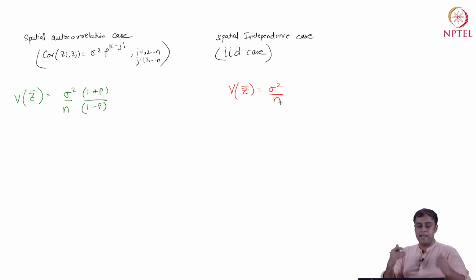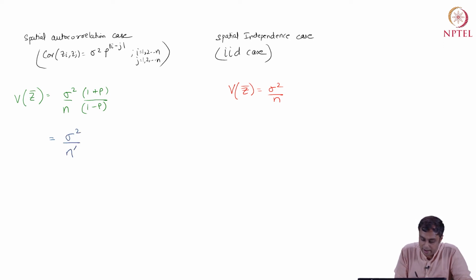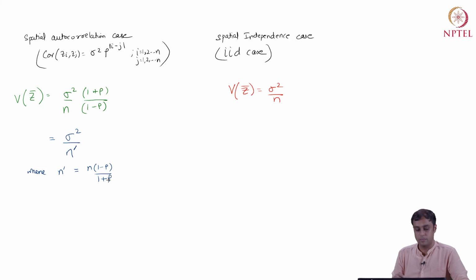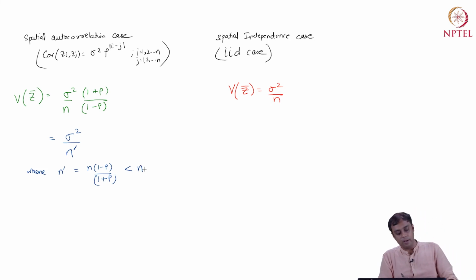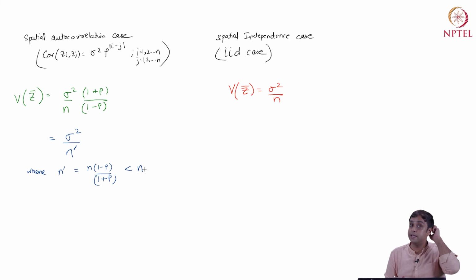So in order to contrast them, I can rewrite the variance of Z bar in the case of spatial autocorrelation as sigma squared over n prime, where n prime is n times 1 minus rho over 1 plus rho. Clearly 1 plus rho, the denominator, will be higher than 1 minus rho. That means n prime will be definitely less than n.